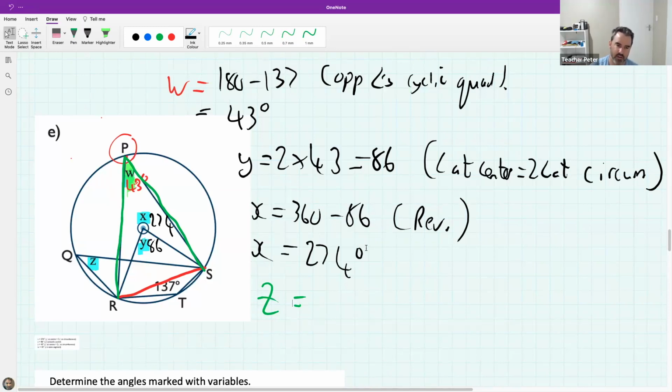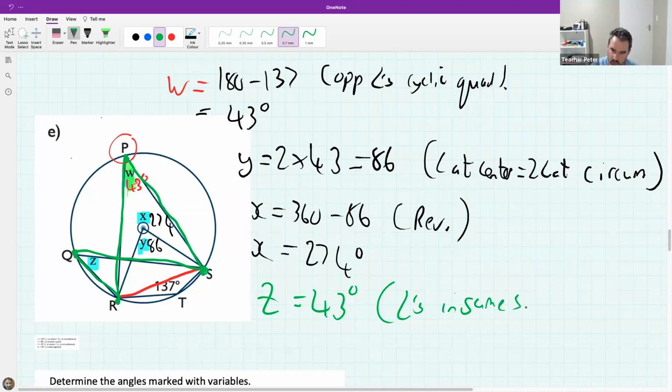So I think that it forces z, because it's actually the butterfly shape. And you can see the 4 points. Now remember, for the butterfly shape to be valid, you have to have a cyclic quad. But I see a cyclic quad. z is 43, and that is angles in the same segment.